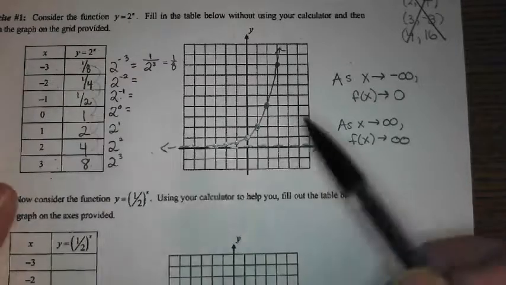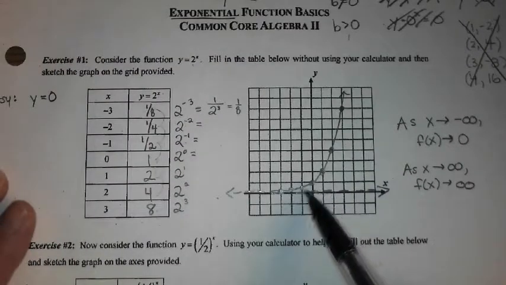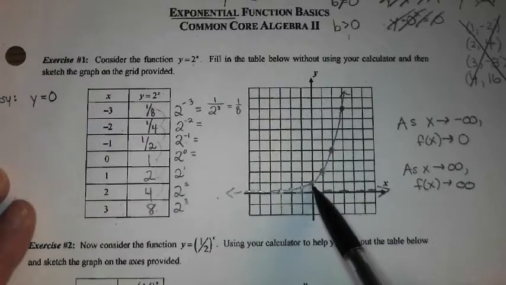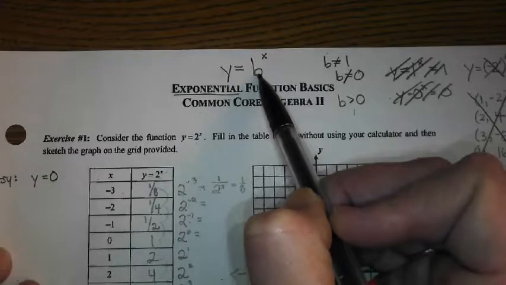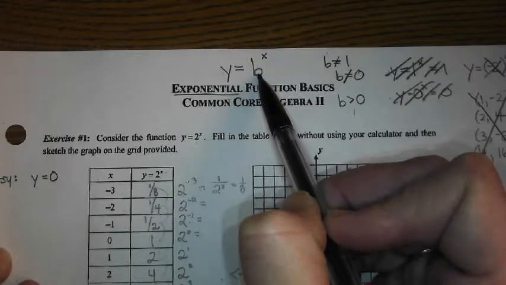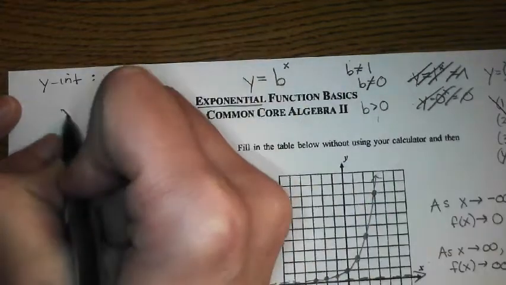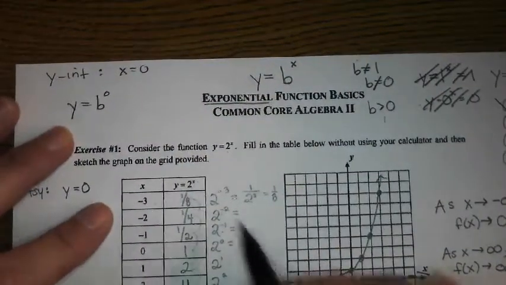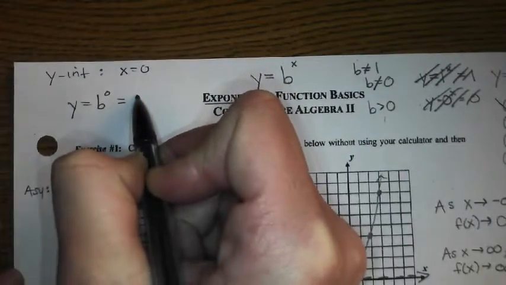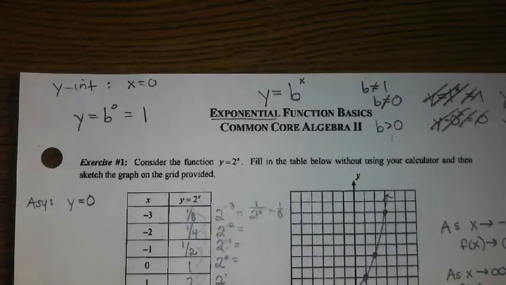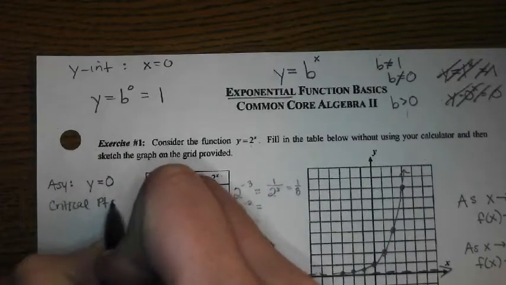All right. So other key features. When we're dealing with a parent graph, we want to talk about intercepts. We aren't going to have an x-intercept because it's an asymptote, but we do have a y-intercept. Now, this particular one with a base of 2 has a y-intercept of 1. What if we don't know the base? How do you calculate a y-intercept? X equals 0. No matter what the base is, because of our exponent rule that anything raised to the 0 power is 1, it doesn't really matter what our base is, the y-intercept is always 1. So a critical point is the point 0, 1.